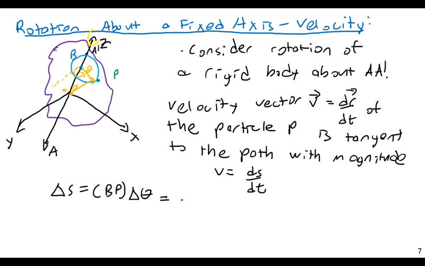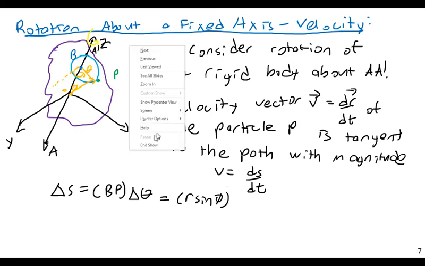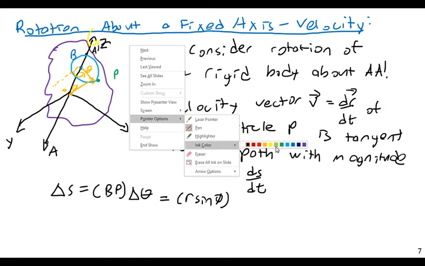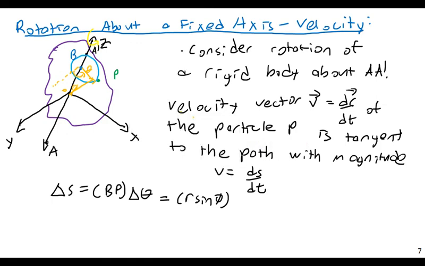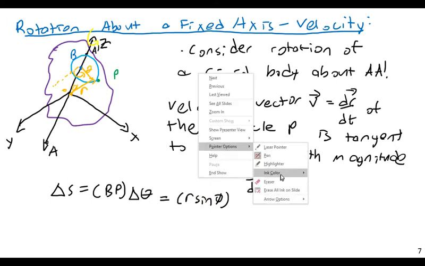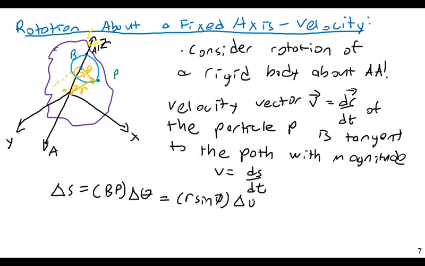Or this is equal to R sine of phi. Oh, actually, let me say this here is R. R is not the radius. R is the distance from the origin itself to point P. But I want only the distance from B to P. That is R sine phi times delta theta.